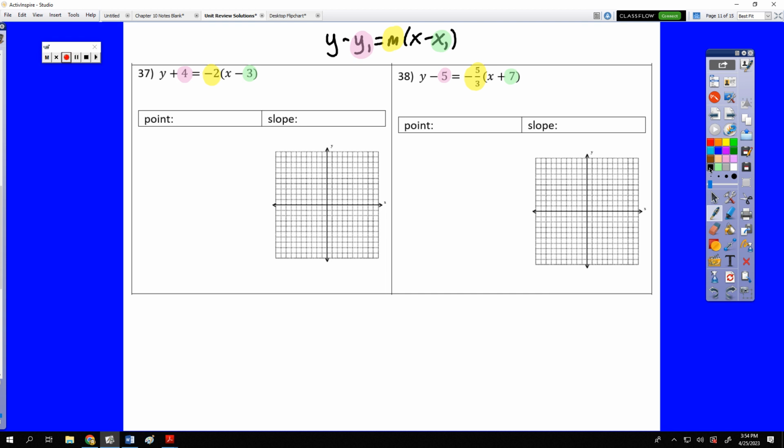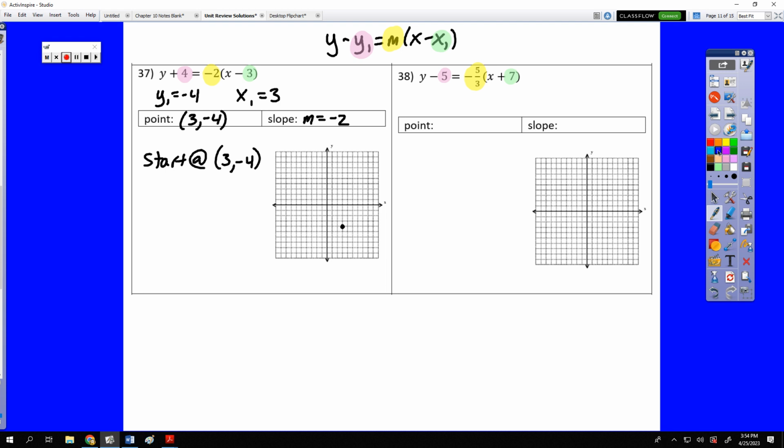So, in number 37, y1 is negative 4, x1 is positive 3, and the slope is negative 2. So our point would be (3, -4). We always list the point x, comma, y. Our starting point is our point, (3, -4). So we graph that first, right 3, down 4 from the origin.